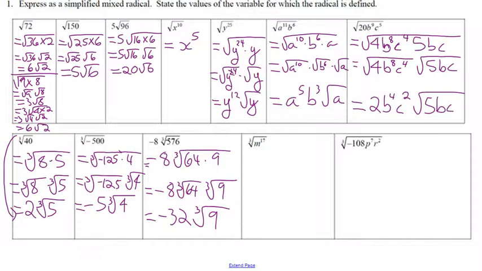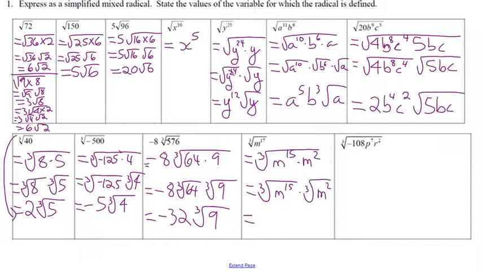Okay, but the cube root of m to the 17th. Well, I can't do a cube root of 17, right? Because it's got to be divisible by 3. So 17, no. 16, no. 15, right? So we're going to write this as the cube root of m to the 15th times m squared, right? So all we're doing is factoring. We're looking for the largest multiple of 3. That's the factor. So in this case, 15, right? So that becomes the cube root of m to the 15th times the cube root of m squared.